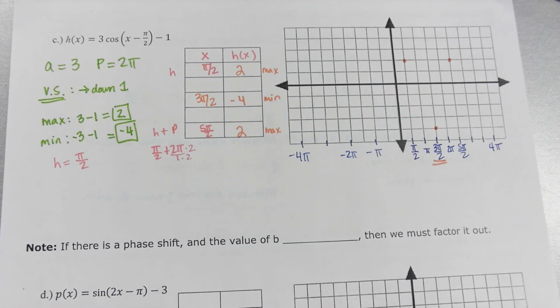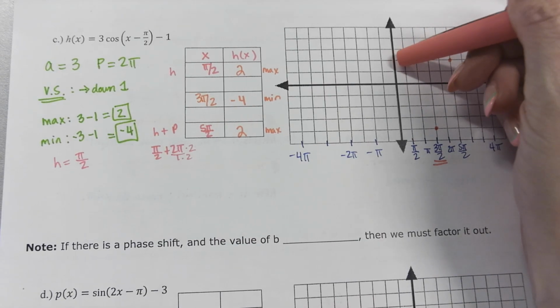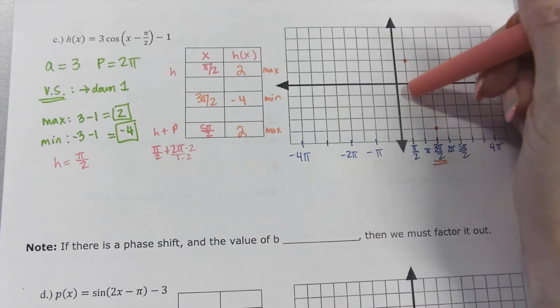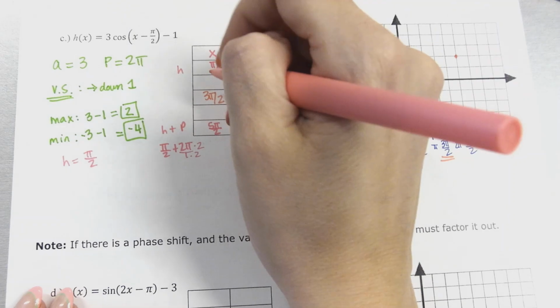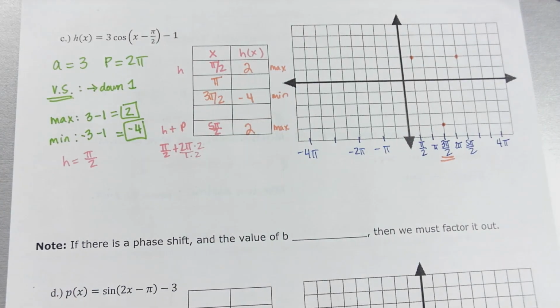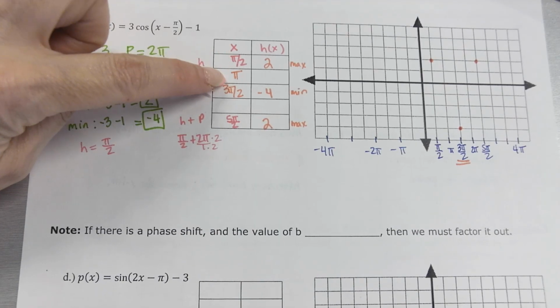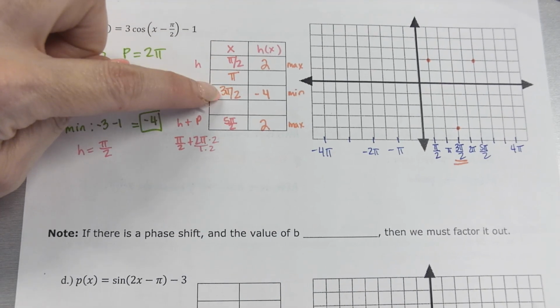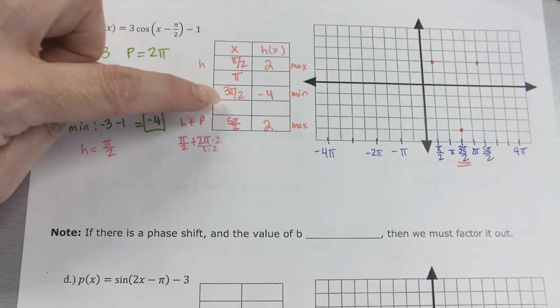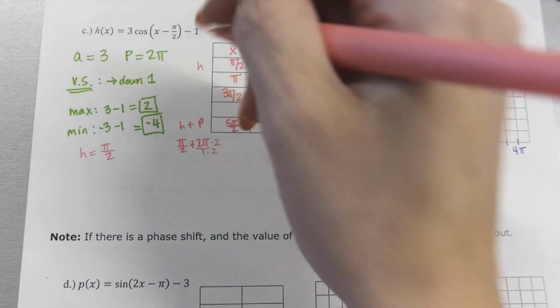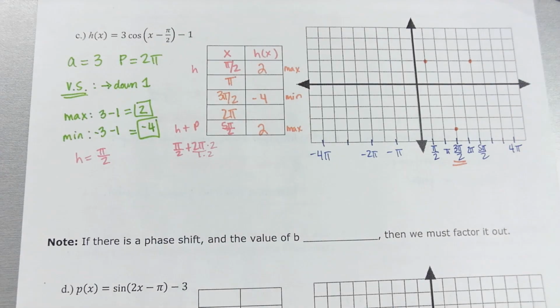And then the next is going to be halfway in between. So between pi over 2 and 3 pi over 2 is pi. So what you're really adding by in your table is pi over 2. So pi over 2 plus itself is 1 pi plus a half, 3 pi over 2 plus another half, 4 pi over 2, which is 2 pi.